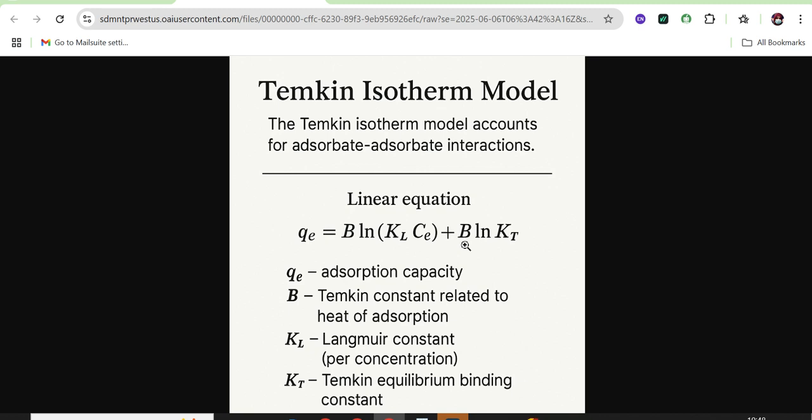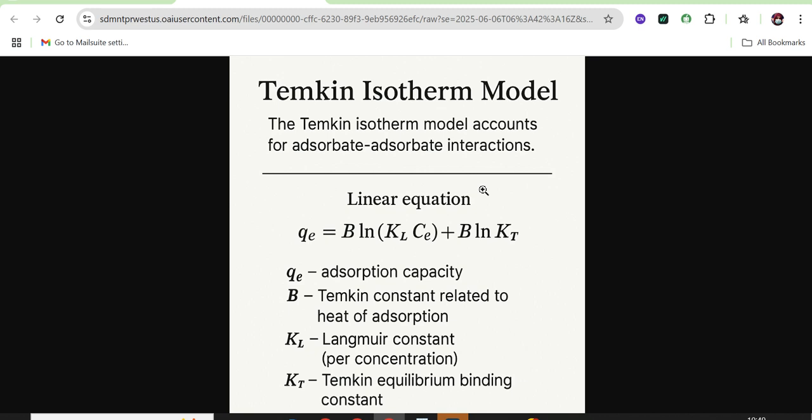As you can see here, QE is the adsorption capacity, also known as equilibrium adsorption capacity. B is the constant specific to Temkin, while KL is the Langmuir constant, and CE is the equilibrium concentration, that is leftover after the adsorption has taken place. And again B is the Temkin constant, and KT is the Temkin equilibrium binding constant. You can find their units and complete details in different research papers on Google Scholar.